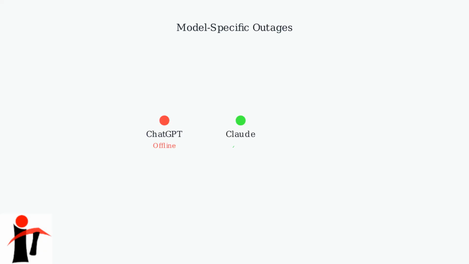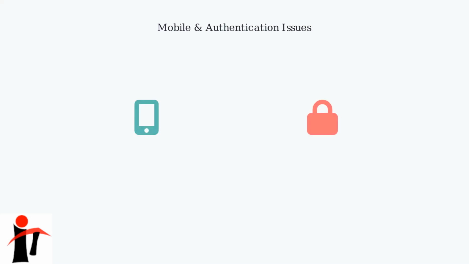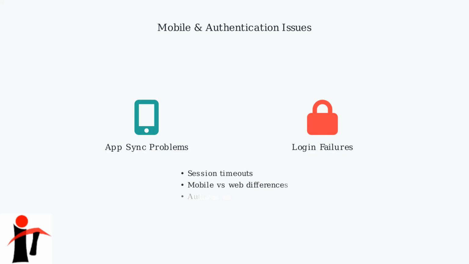Model-specific outages are another common problem. Individual AI models like ChatGPT or Claude may become temporarily unavailable while others continue working. This can make it seem like Poe is broken when only one service is affected. Mobile app synchronization issues and authentication problems can also prevent access to Poe. These issues often manifest as login failures, session timeouts, or differences between what you see on mobile versus web versions.